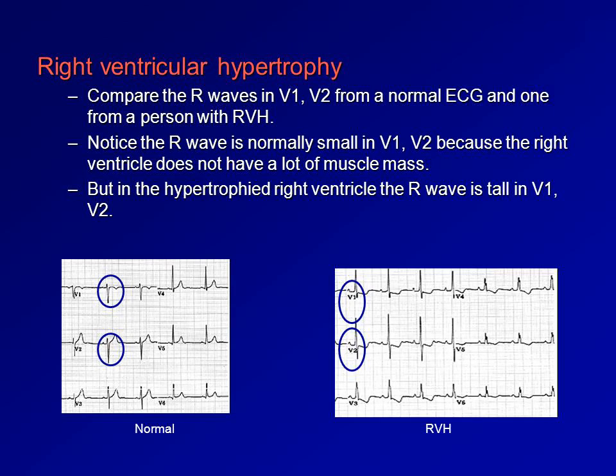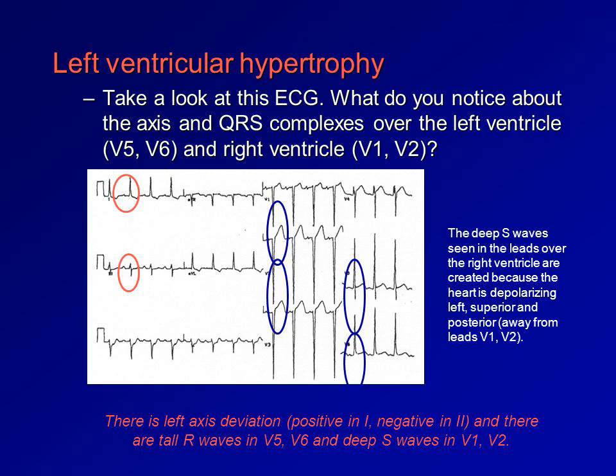Compare the R waves in V1, V2 from a normal ECG and one from a person with RVH. Notice the R wave is normally small in V1, V2 because the right ventricle does not have a lot of muscle mass. But in the hypertrophied right ventricle the R wave is tall in V1, V2.